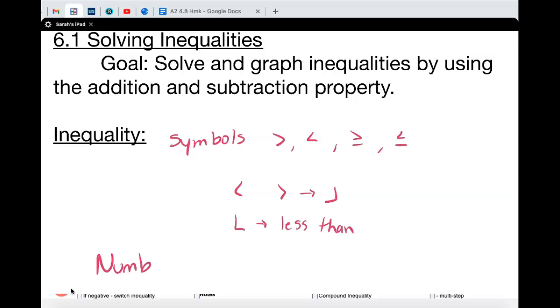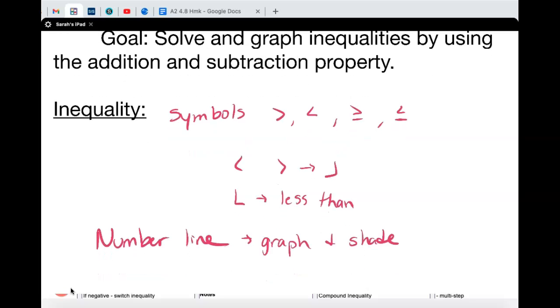Okay, but if you're graphing these on a number line, with inequalities, we can have an infinite amount of solutions. With an equation, we only have one solution. With inequalities, we can have as many answers as possible, right? Because if it's less than 2, then it can be 1, 0, negative 1, negative 2, and so on and so forth. So we're going to graph and shade.